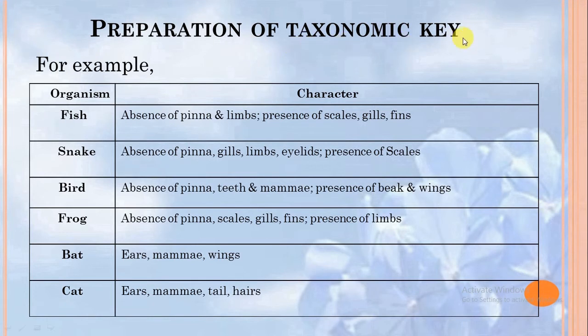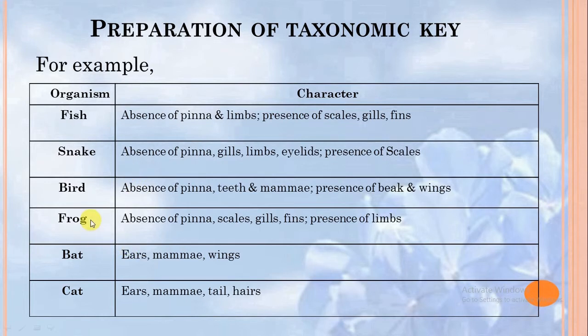Now, preparation of taxonomic keys. For preparing a taxonomic key, all the characters of the given organisms are enlisted. Like in this example, we are supposed to prepare a taxonomic key for the given organisms including fish, snake, bird, frog, bat and cat. So we will start with enlisting their characters.